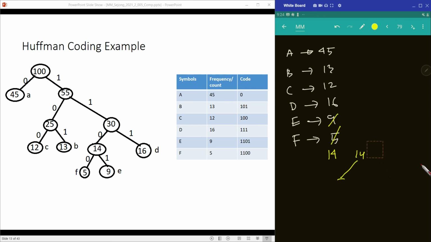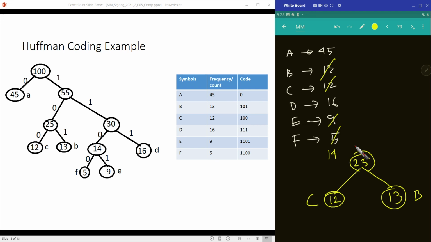Now you again find which 2 are the minimum numbers. The minimum numbers are this 13 and 12. So 12 is on the left side and 13 on the right side, and this came from C and this came from B. If we add them together it becomes 25, and we draw in this pattern, exactly as we did here. So you see 5 plus 9 becomes 14, and 12 plus 13 becomes 25. Now this 25 comes into the list.